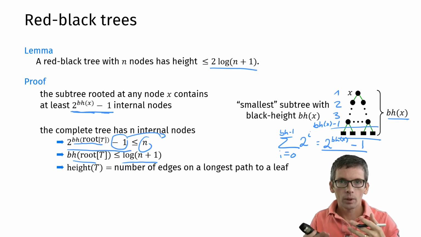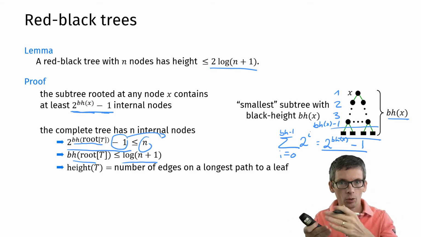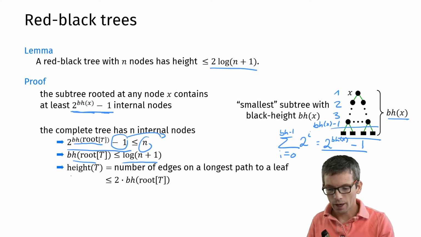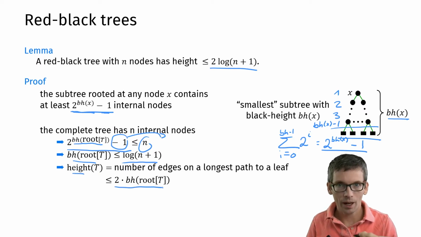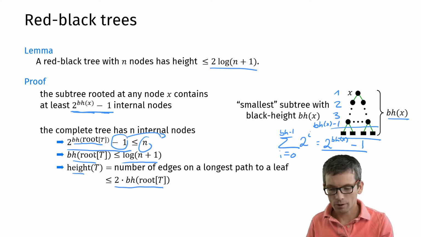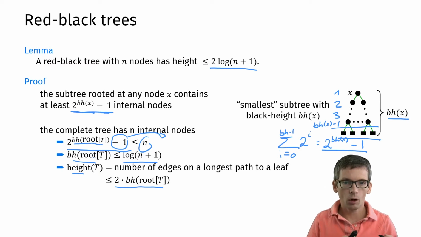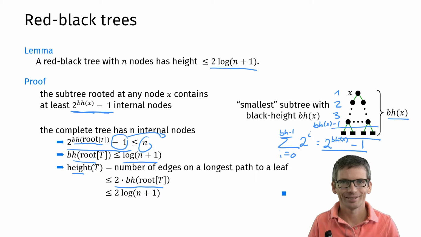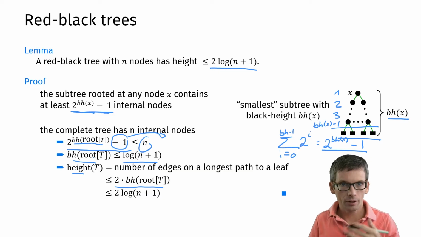Therefore, we have that this path length is bounded by 2 times the black height, 2 times the number of black nodes on the path, because every second one is indeed black. So the height is bounded by 2 times the black height, and we have that the black height for the root is bounded by log n plus 1, and this proves our statement. So now we know that red-black trees, if we can maintain them, indeed are balanced. So they indeed give us this height of order log n.